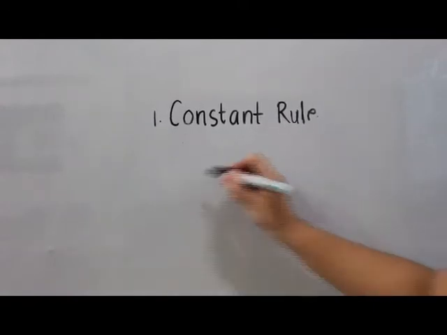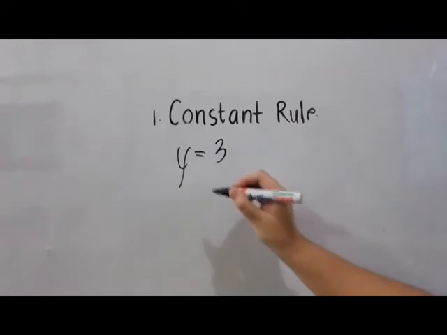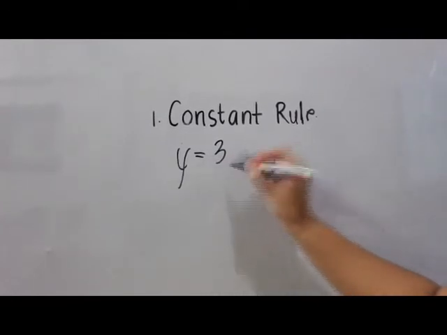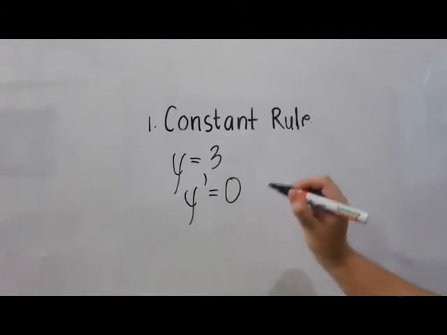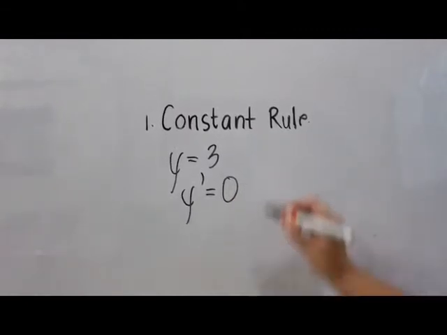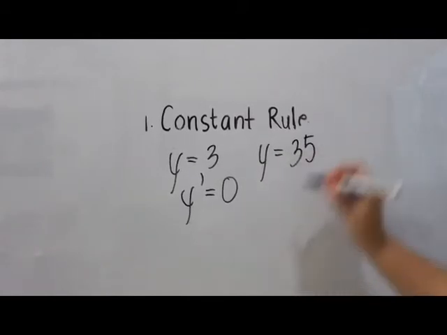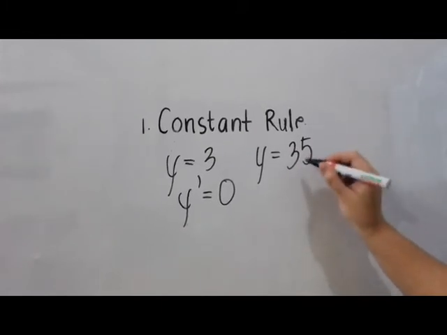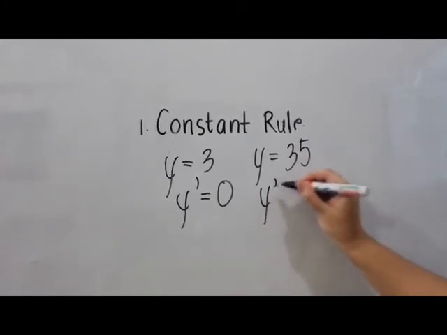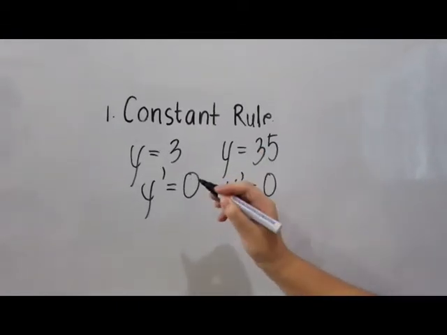For instance, you were given y equals 3. So 3 is a constant. Therefore, y prime is equal to 0. Let's have another example. What if you were given y equals 35? Therefore, 35 is a constant. Therefore, its y prime is equal to 0. So that's the constant rule.